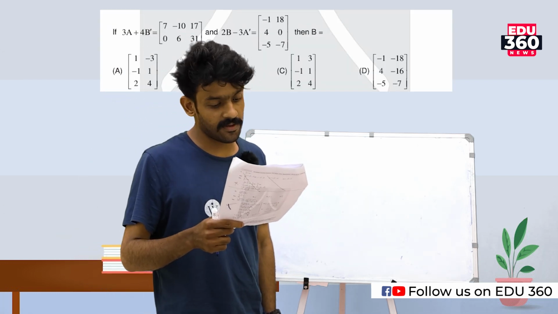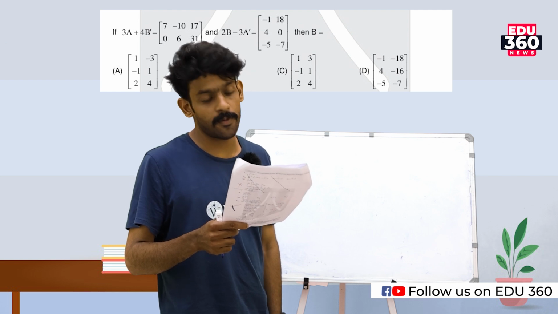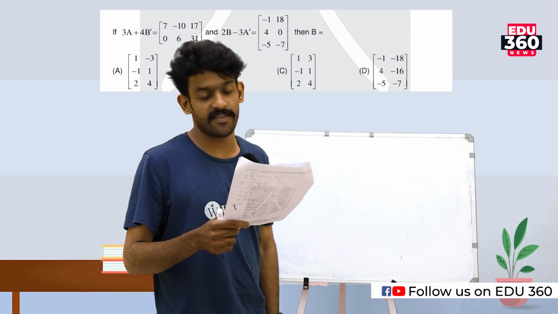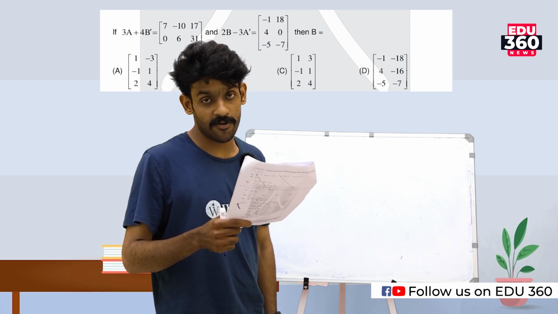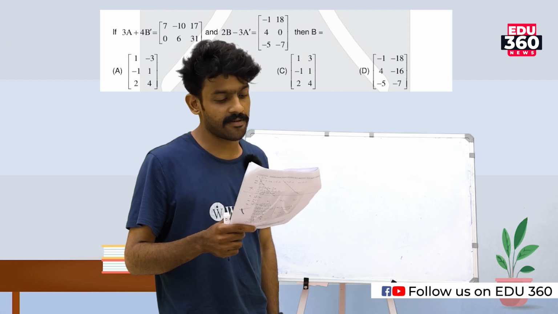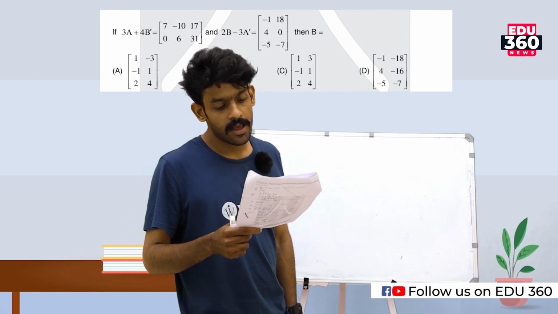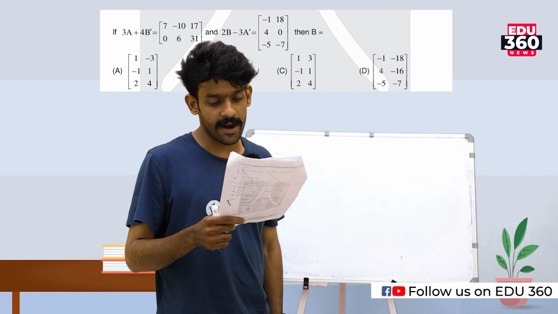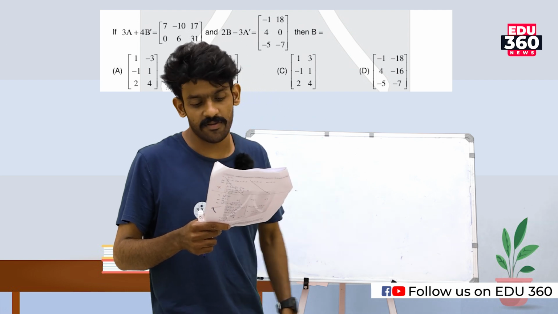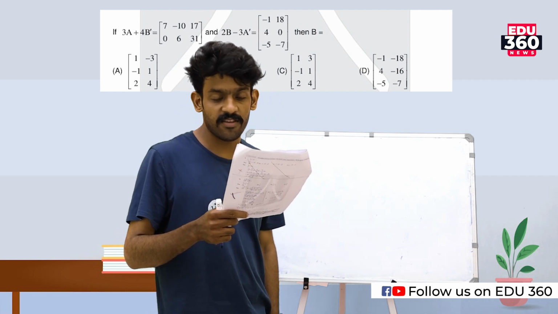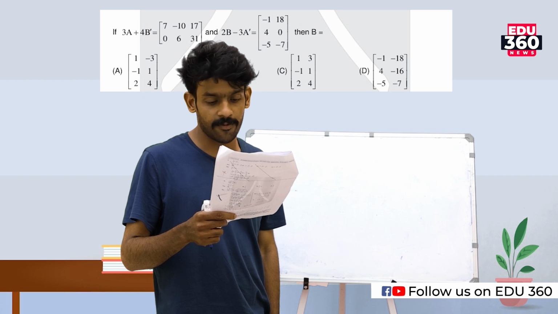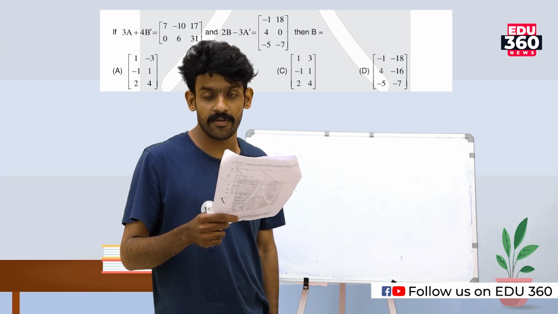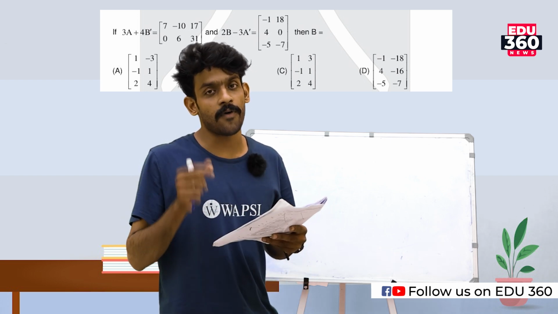The third question is: given that 3A plus 4B dash is equal to a matrix whose first row is 7, minus 10, 17, and second row is 0, 6, 31, and 2B minus 3A dash is equal to another matrix, whose first column is minus 1, 4, minus 5, and second column is 18, 0, 7. Then they are asking us to find B.